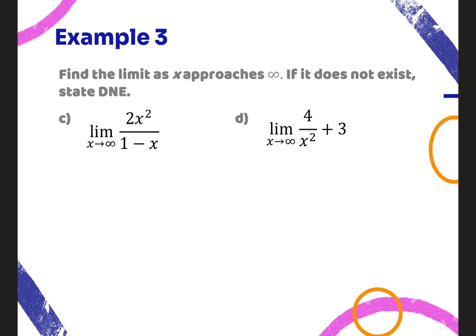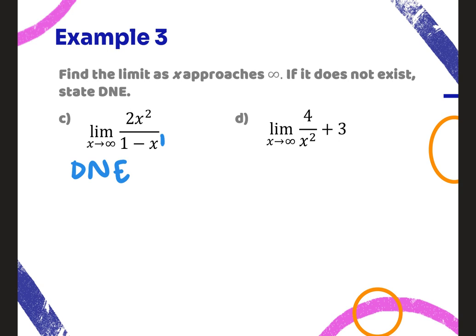All right. C. Exponent in the top is bigger, 2 to 1. What does that mean about your horizontal asymptote? Does not exist.